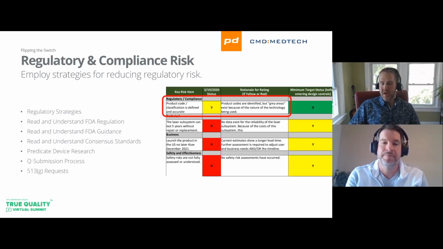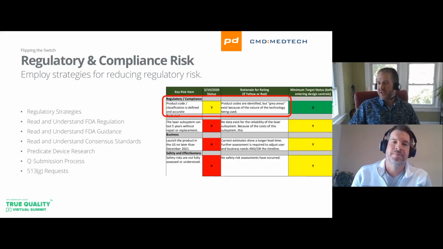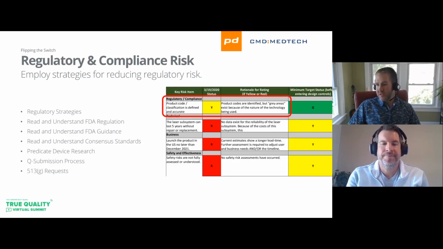Yeah, and a lot of these other bullets, in my mind, really should fall into that regulatory strategy. So your regulatory strategy should call out how you're going to deal with all these other items. Do you need a QSUB? Are you going to submit a 513G based on this uncertainty? What predicate devices are out there and how are they similar or different from your device?